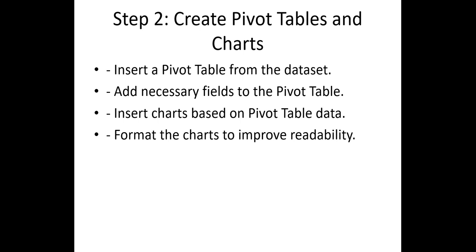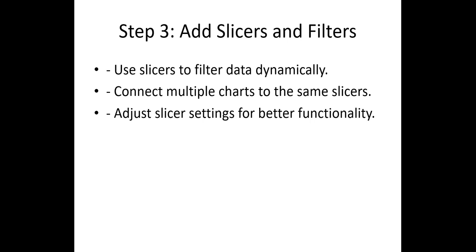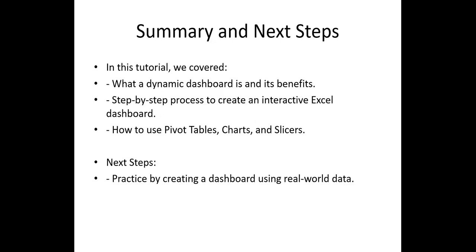Then you create pivot tables and charts: insert a pivot table from the data set, add necessary fields to the pivot table depending upon what exactly you're trying to show, then insert charts based on that pivot table data, and then format those. And step three would be to add slicers and filters. If you know what slicers are, we will go through those, and if you don't, we will still cover what exactly those slicers are, what the benefits are, and what you can use them for.